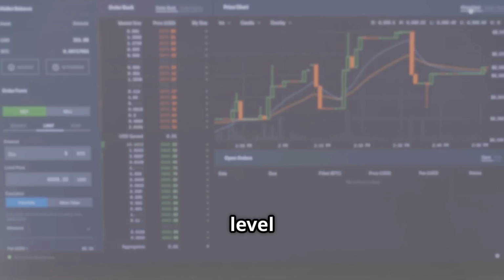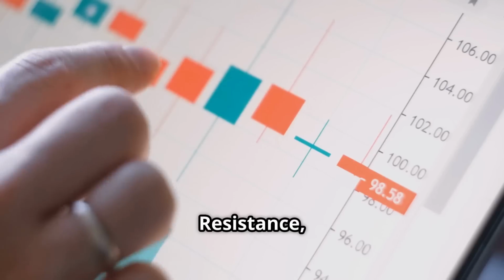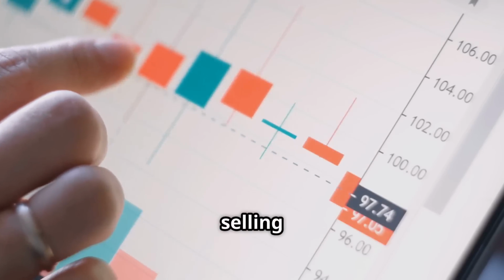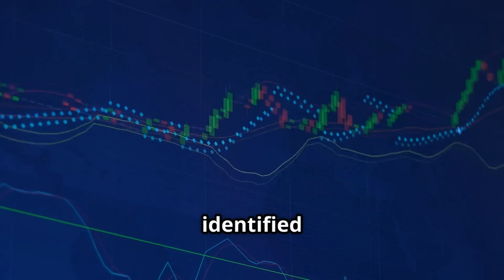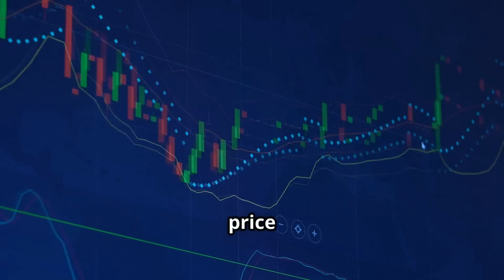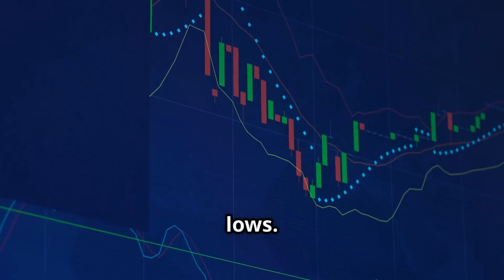Another key concept in technical analysis is support and resistance levels. Support is a price level where buying pressure is strong enough to prevent the price from falling further. Resistance, on the other hand, is a price level where selling pressure is strong enough to prevent the price from rising further. These levels are often identified by horizontal lines drawn on a price chart, connecting previous highs and lows.